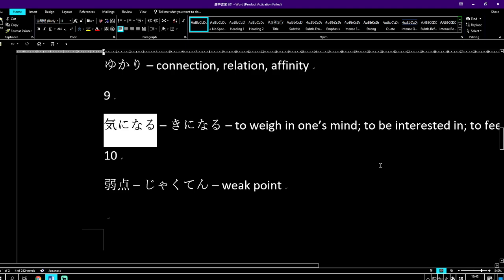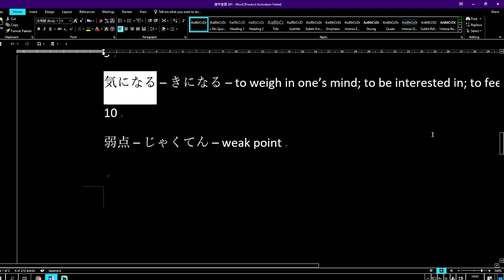Kini naru is to weigh something in your mind. It becomes an energy to you. It becomes a matter to you. Kini naru.